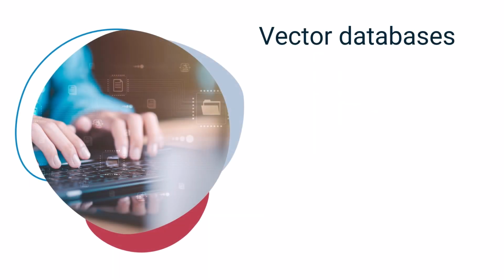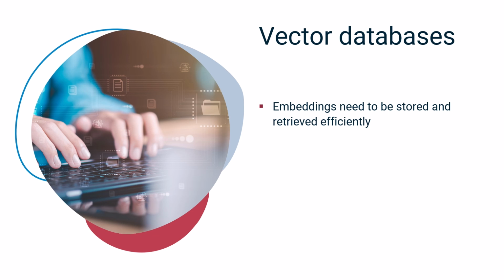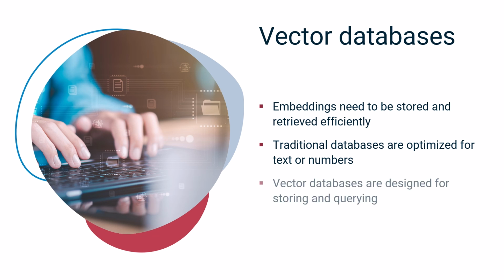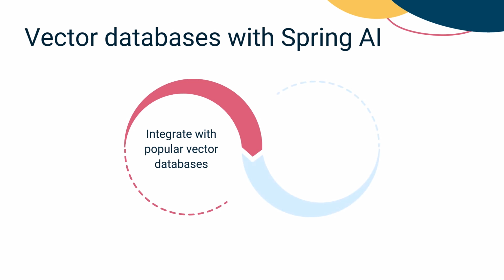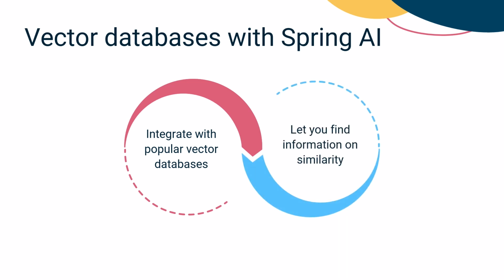When working with AI, you often need to store and retrieve embeddings efficiently. This is where vector databases come in. Unlike traditional databases, optimized for text or numbers, vector databases are designed to store and query embeddings. Spring AI provides integrations with popular vector databases, making it straightforward to implement features such as semantic search or recommendation systems in your applications. Think of vector databases as specialized storage systems that let you find information based on similarity rather than exact matches.